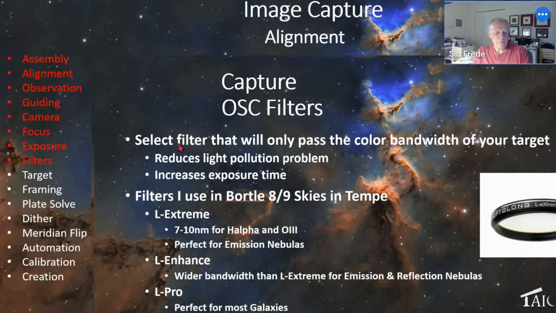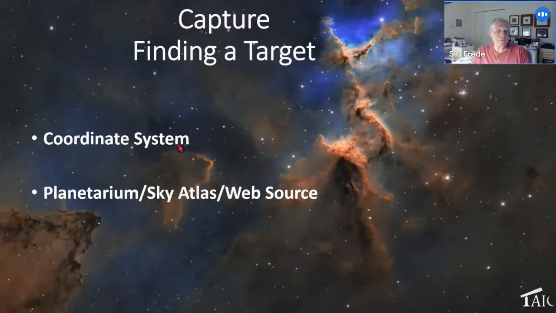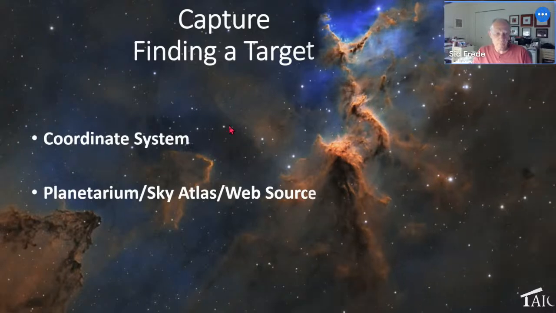Okay, so let's talk about targeting. Now that we've got our equipment put together, we're ready to do some imaging, and now it's important to be able to find a target. And that really requires two elements. That's a coordinate system to be able to accurately locate our target, and then some type of a planetarium system or a sky atlas or something that we can get a visual representation of what our target is going to look like.